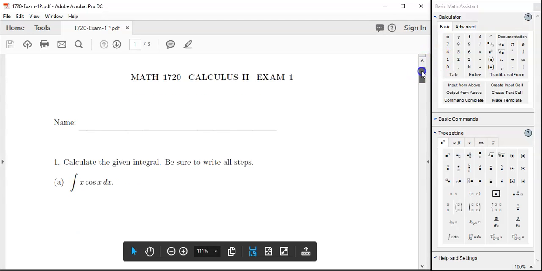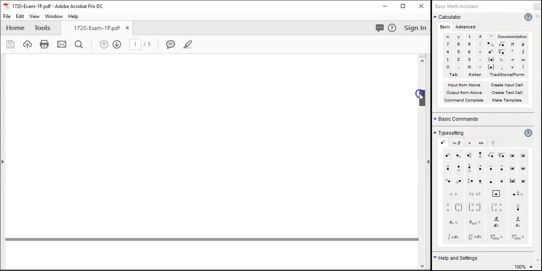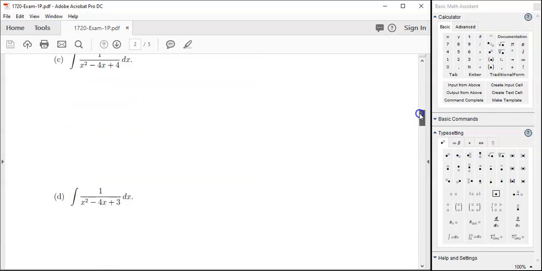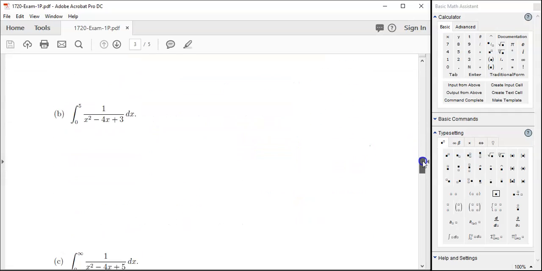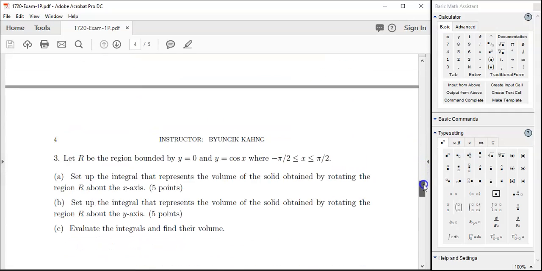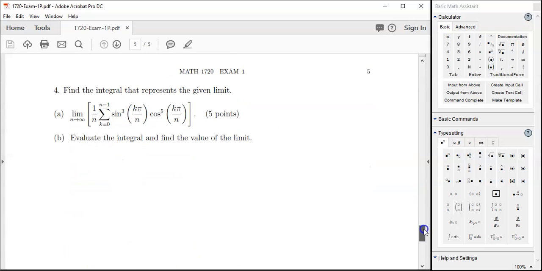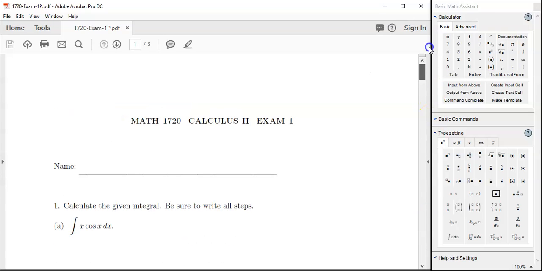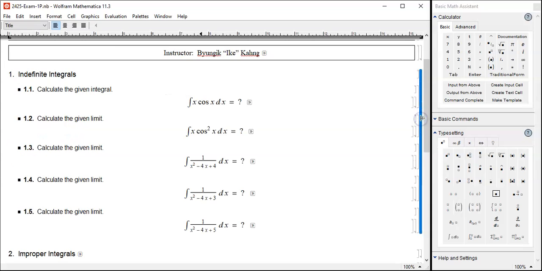The problem set is structured like this. We have a bunch of antiderivative computation problems, indefinite integrals, and then some improper integrals, areas and volumes, and some Riemann sum problems. Okay, here we go. Let's go to my notebook and talk about these.